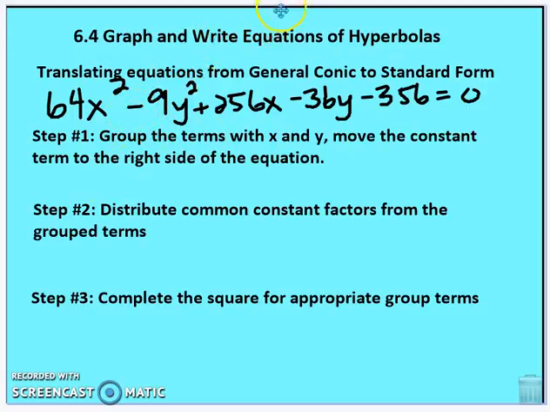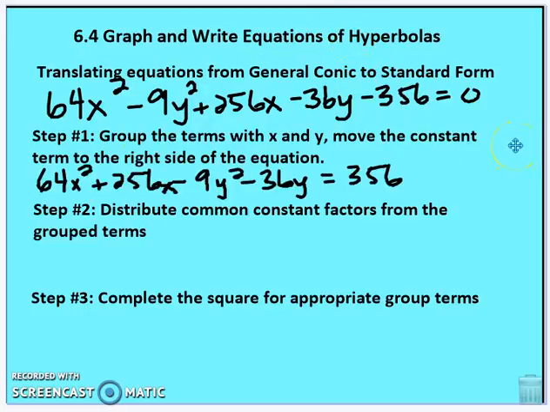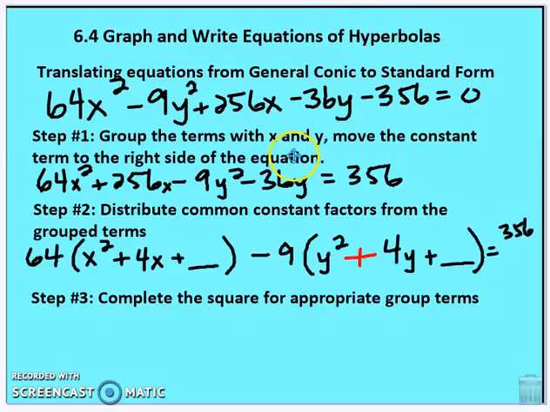All right, so let's take a general conic form for a hyperbola and rewrite it into standard form. The first thing we want to do is group the terms with x and y, and move the constant to the right-hand side of the equation. Then we're going to find the greatest common factor in the terms. So I'm going to separate 64 and negative 9 here. Be careful here, negative 9. We have to change this sign to a plus 4. So be careful in the transition that you distribute properly and properly place the signs and the values.